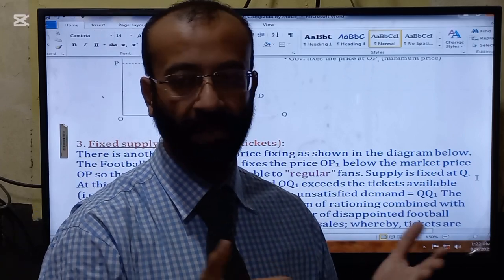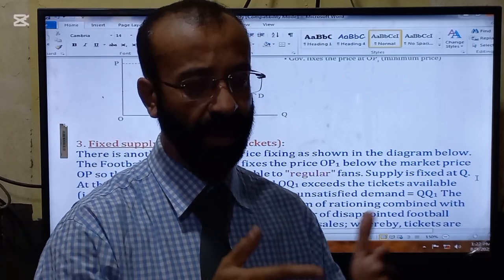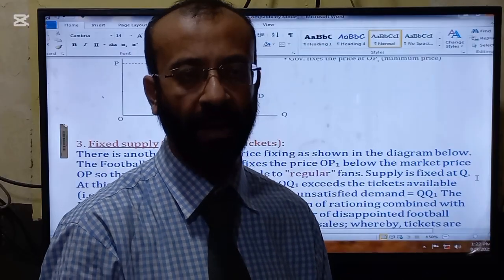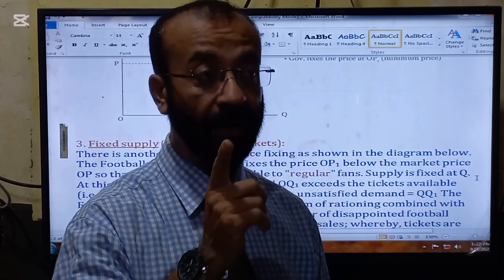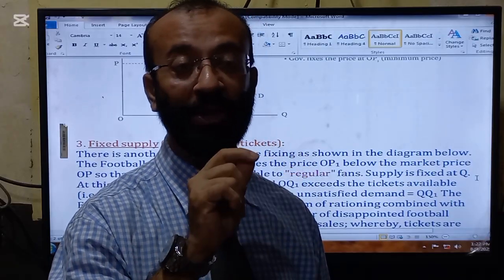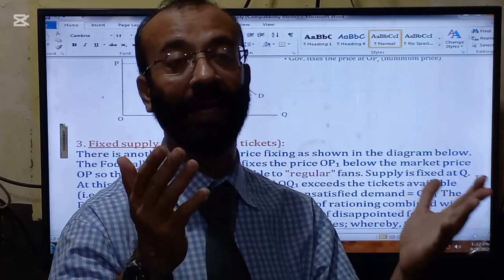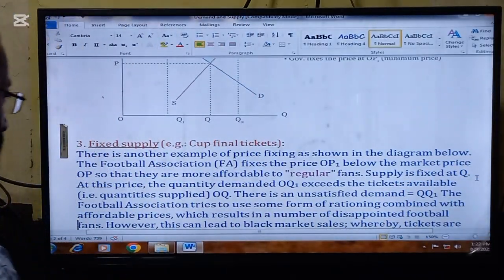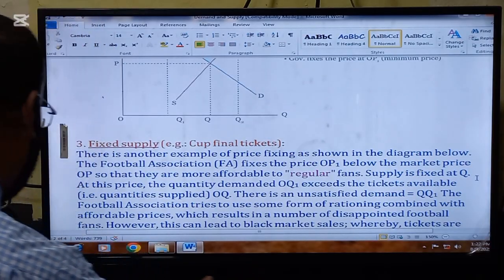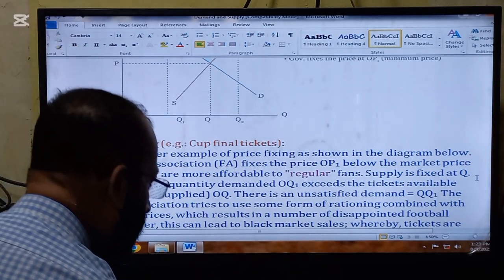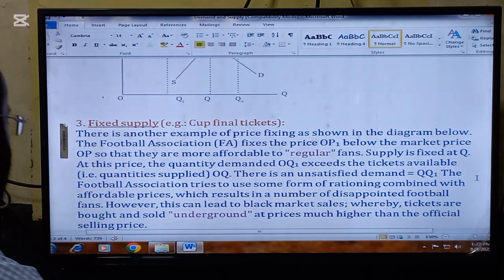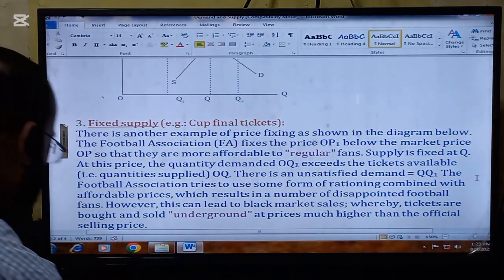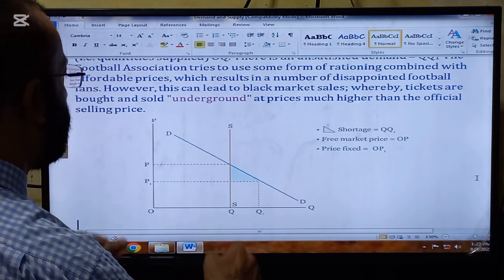After some time, there are a lot more unsatisfied fans who could not buy the tickets. So this creates the black market, in which the prices of the tickets are much higher than the original price. However, this can lead to black market sales whereby tickets are bought and sold underground at prices much higher than the official selling price. And this is the case.